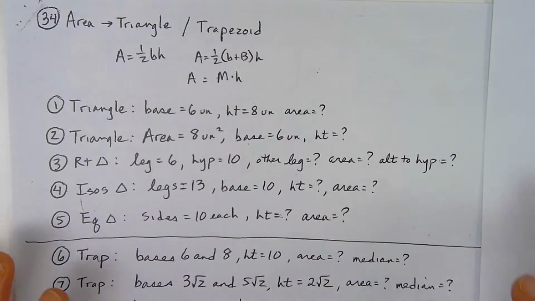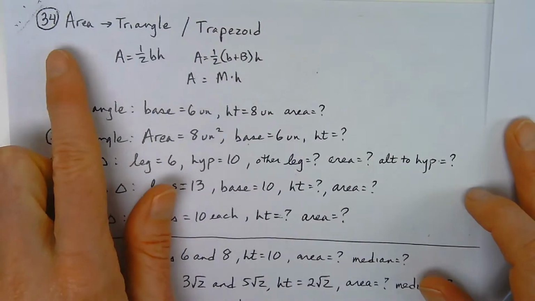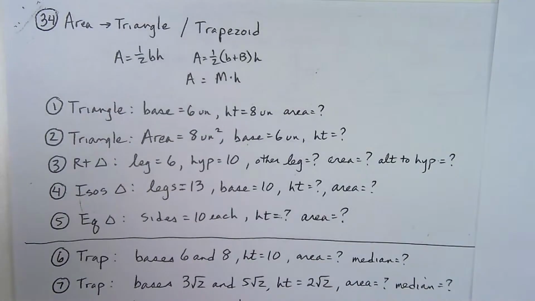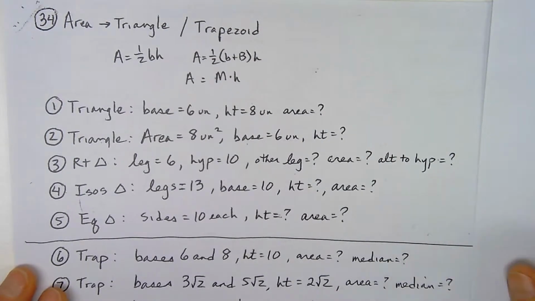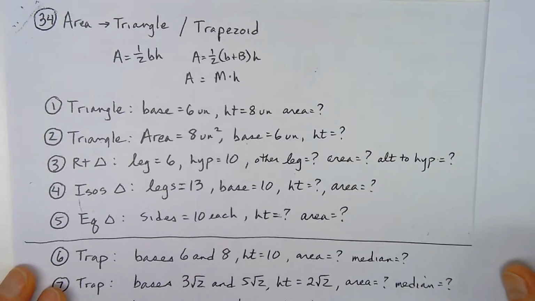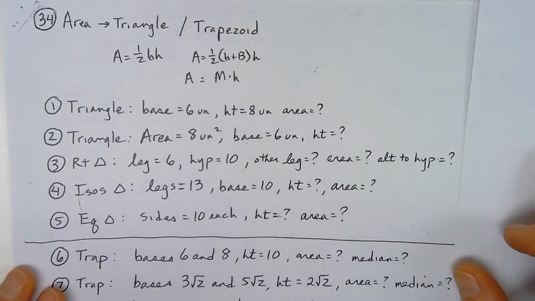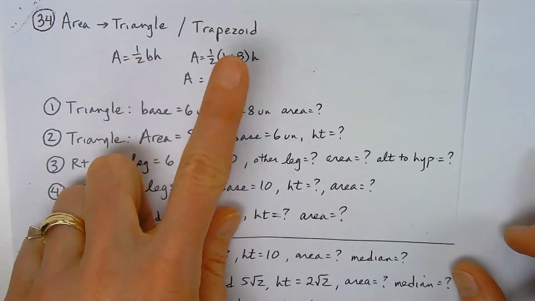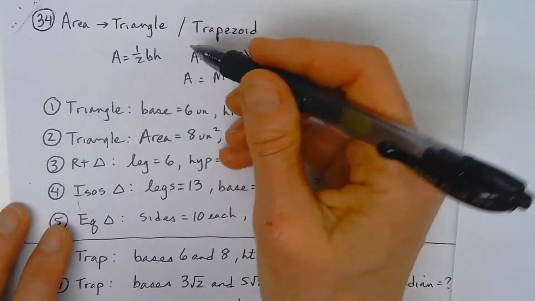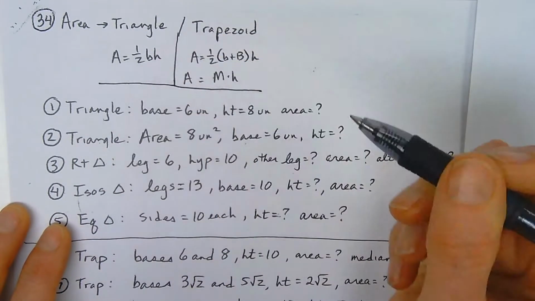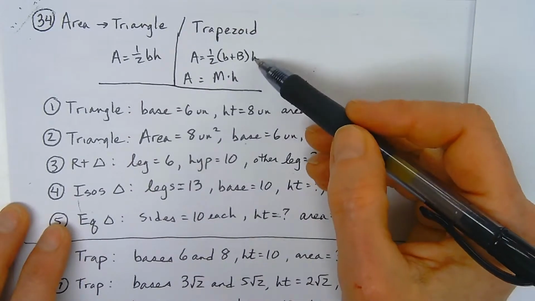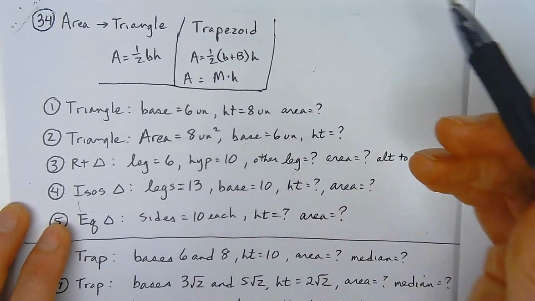Good evening. This is assignment number 34, and it looks like I'm going to be able to go through most of this with you so that you can see how these problems are done if you're having any struggles or issues with that. So area of triangle and trapezoid, and here are the formulas in case you didn't notice. That's the formula for the area of a triangle, and here's the two formulas for the area of the trapezoid.